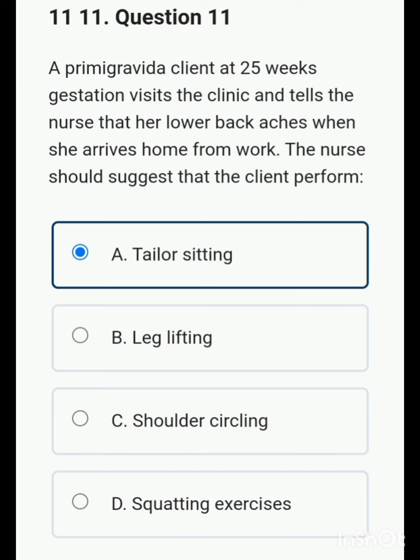11th question: a primigravida client at 25 weeks gestation visits the clinic and tells the nurse that her lower back aches when she arrives home from work. The nurse should suggest that the client perform which sitting position? First one is tailor sitting, leg lifting, shoulder circling, squatting exercises. The answer I think is tailor sitting.